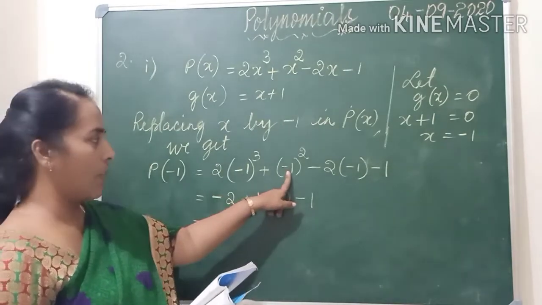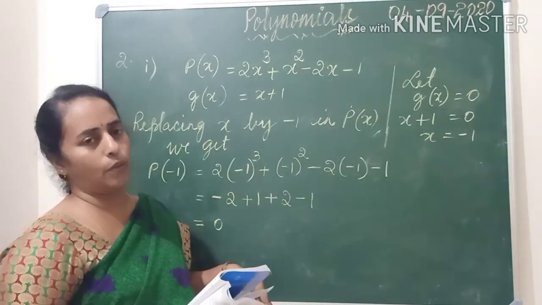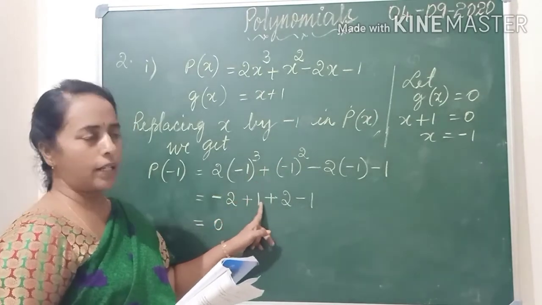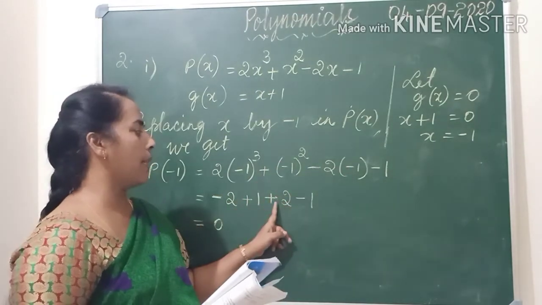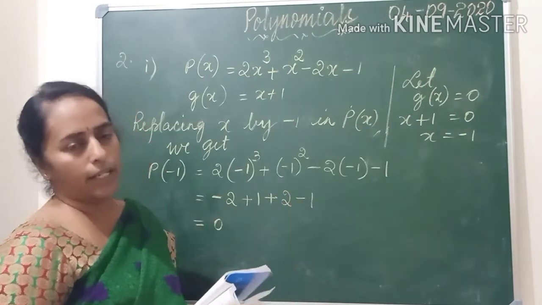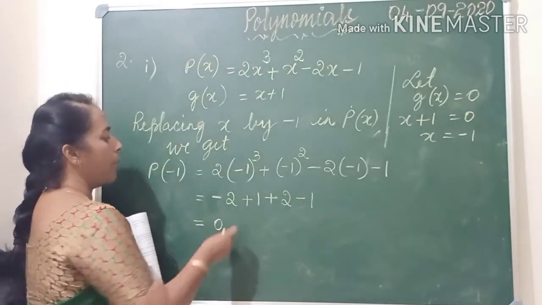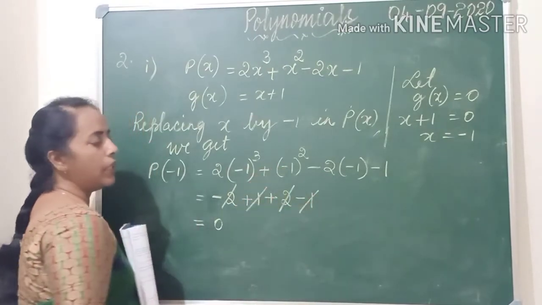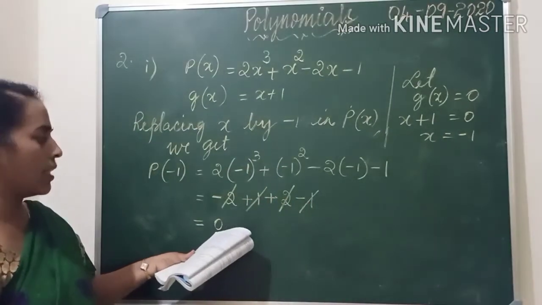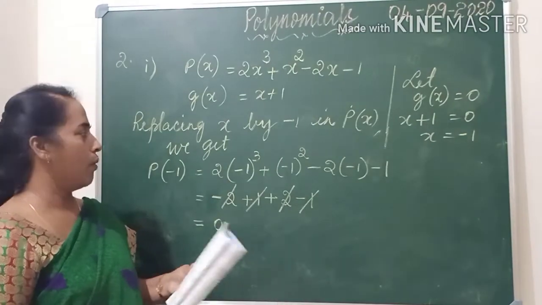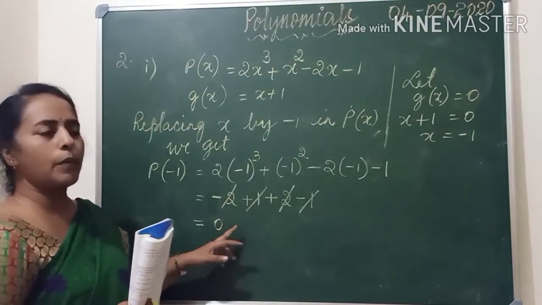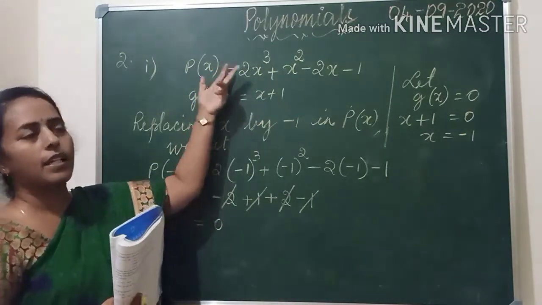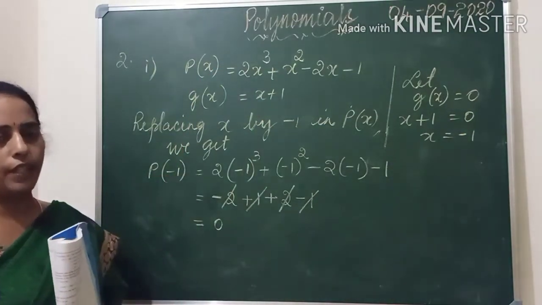Now, get the value of this first. Minus, if you multiply twice, what will you get? Plus. Plus 1 into plus 1. So now minus into minus is plus, 2 ones are 2, then minus 1. Now simplify. Minus 2 plus 2 will be cancelled. Plus 1 minus 1 will be cancelled. Now the remainder is 0. Now you know that since the remainder is 0, the given divisor, that is g of x, is a factor of p of x.